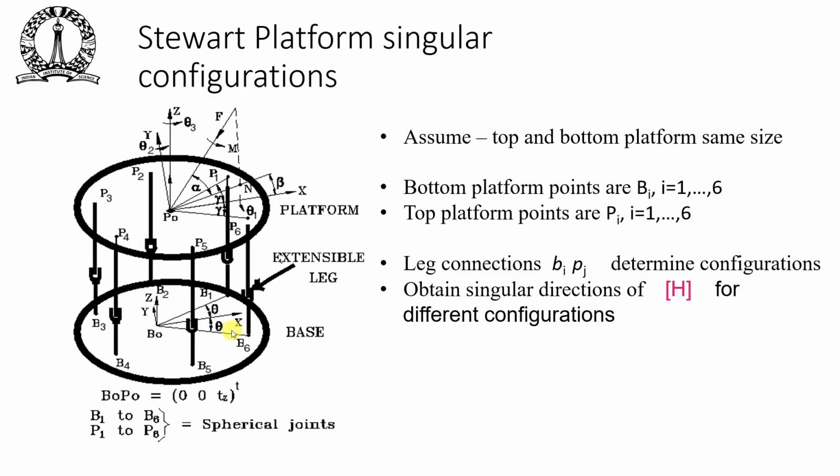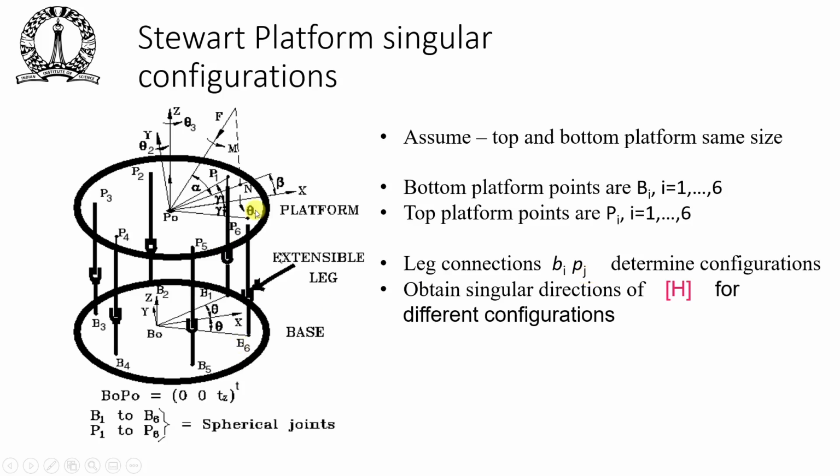Let's look at the singular configuration of a Stewart platform in a little bit more detail. So we will start with the Stewart platform where the top and the bottom platform are of the same size. So P1, B1, B2, P2, B6, P6 and all these things. The connection points are on a hexagon. The bottom points are also on a hexagon and the sizes of the hexagons are the same. The bottom platform points are denoted by Bi, the top platform points are denoted by Pi, and the leg connection can be denoted by a combination Bi, Pj.